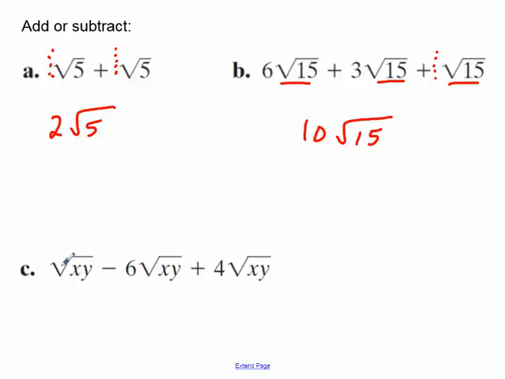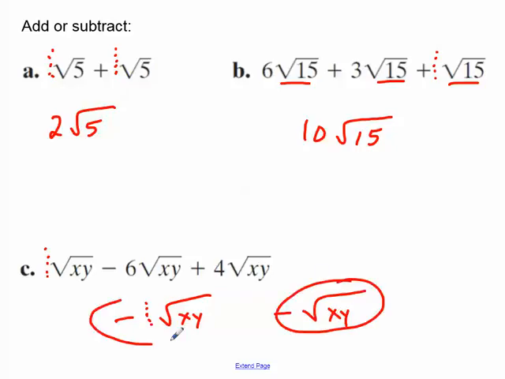Down here. Can I add or subtract? Yes, because these are all square root of xy. So 1 minus 6 plus 4 square root of xy. We can add them all up. 1 minus 6 is negative 5, plus 4 is negative 1 square root of xy. I put that 1 kind of dotted because we could just say negative square root of xy, which would be a little bit prettier. Both of these would be okay, but this one would be prettier.